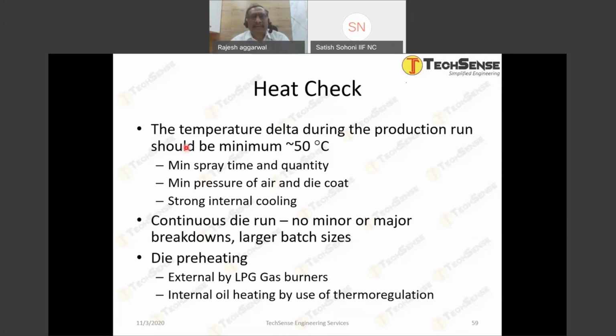The temperature delta during the production run should be minimum. Means what? Minimum spray time and quantity, minimum pressure of air and die coat, strong internal cooling. We should run the die as much as possible continuously, with no major or minor crack breakdowns, as well as larger batch sizes. Die preheating, external by LPG gas burners or internal by oil heating or by use of thermoregulation.